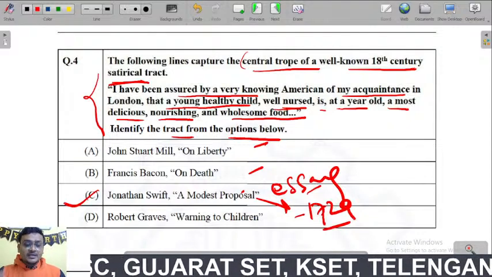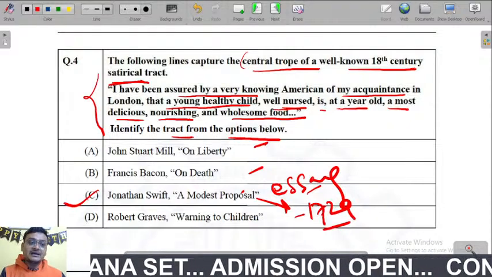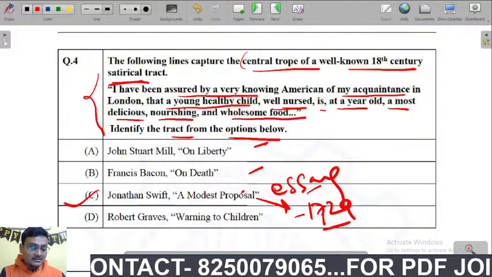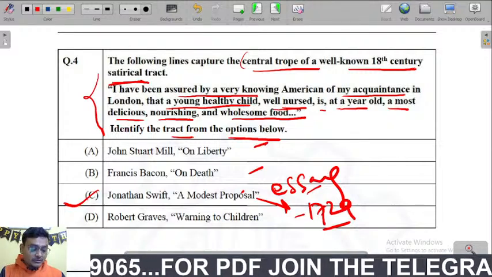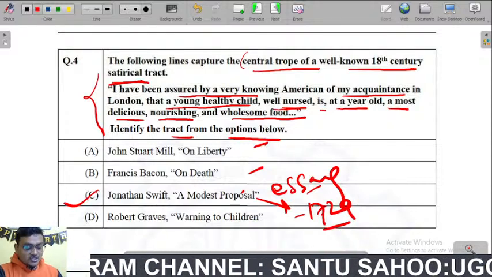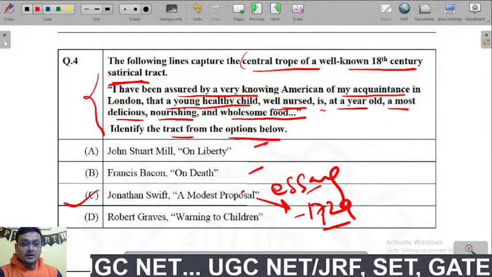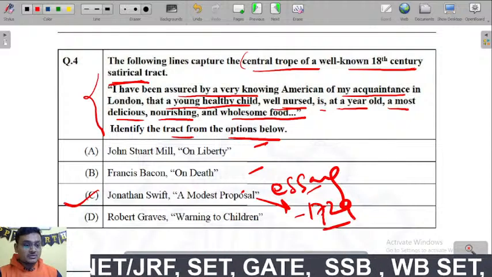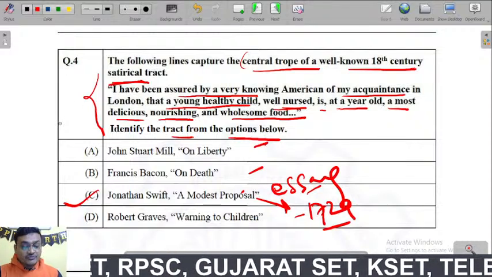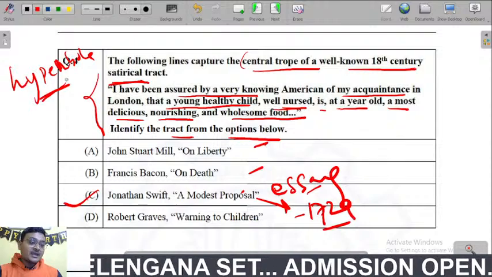Here, he is talking about how the impoverished Irish people might ease their economic condition by selling their children as food to rich gentlemen and women. So this is about Jonathan Swift's A Modest Proposal, and you all know that it's a satire, but which figure of speech also is it? It's a hyperbole, satirical hyperbole, isn't it?